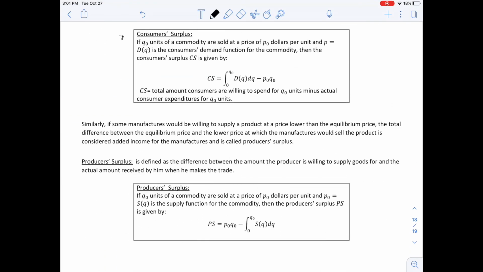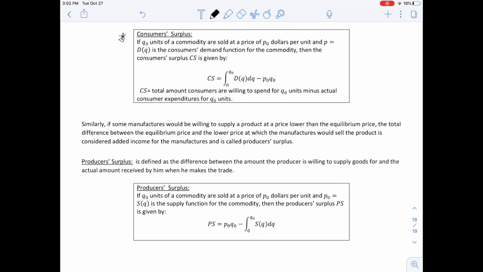So we're going to star the box right below, which is our consumer surplus. It says if Q naught units of a commodity are sold at a price of P naught dollars per unit and P equals D of Q is the consumer's demand function for the commodity, then the consumer's surplus CS is given by the integral from 0 to Q naught of D of Q dQ minus P naught Q naught. CS is the total amount consumers are willing to spend for Q naught units minus actual consumer expenditures for Q naught goods.